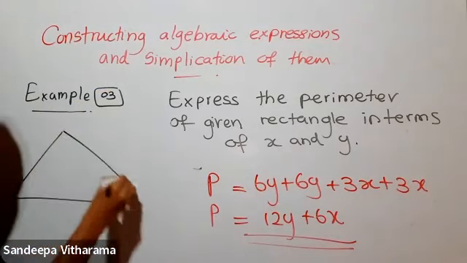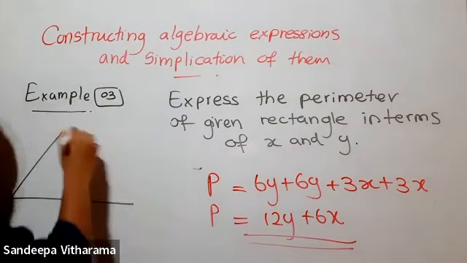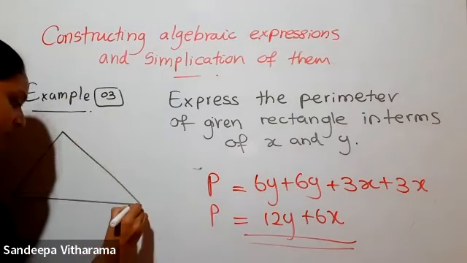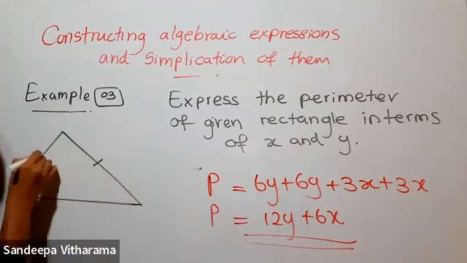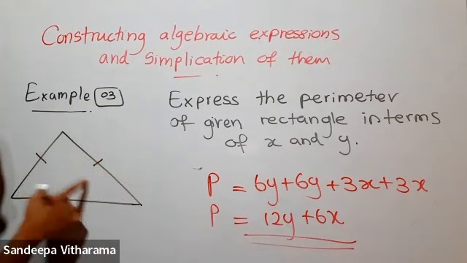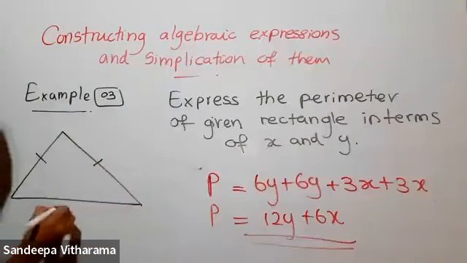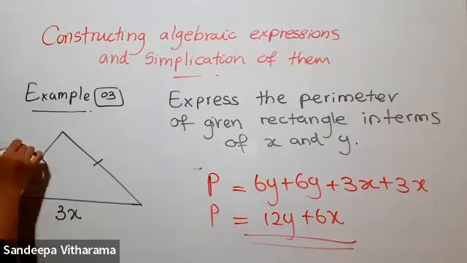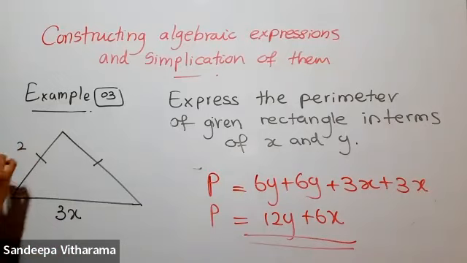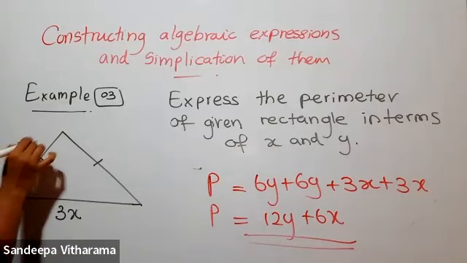Now try to identify a given triangle. Which kind of triangle is this? When it is given this way? Isosceles triangle. Yes, it is an isosceles triangle, no?